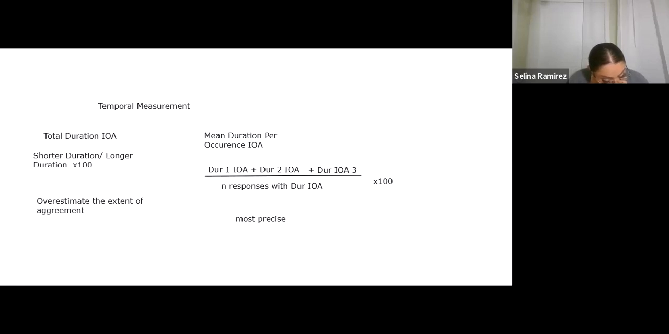As with total count IOA for event recording, high total duration IOA provides no assurance that the observers recorded the same durations for the same occurrence of behavior. This is because a significant degree of disagreement between the observers' timings of individual responses may be canceled out in the sum. Total duration.